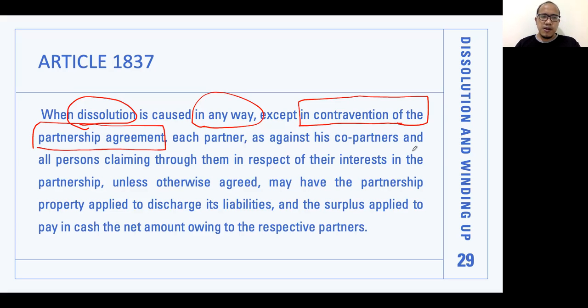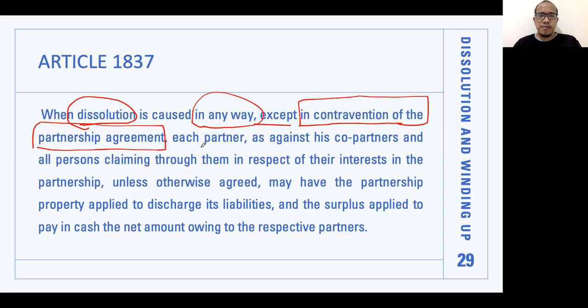Kaya ko binanggit yun, this portion of Article 1837 will not apply because sabi niya dito, except if the cause of the partnership dissolution is in contravention of the partnership agreement. Kapag ganun yung situation, this portion rather of 1837 will not apply. Okay, so on those situations kung saan yung dissolution ng partnership is not in contravention of the partnership agreement, what will happen or what does this provision mandate?